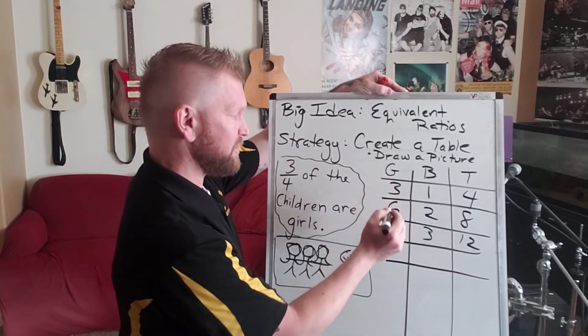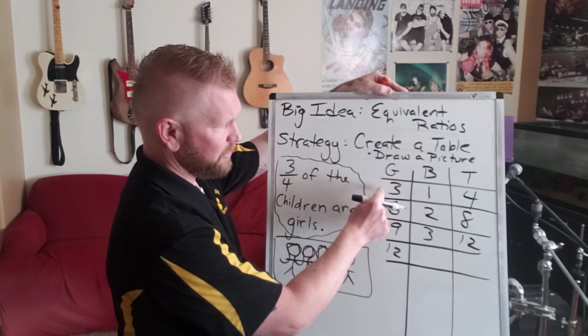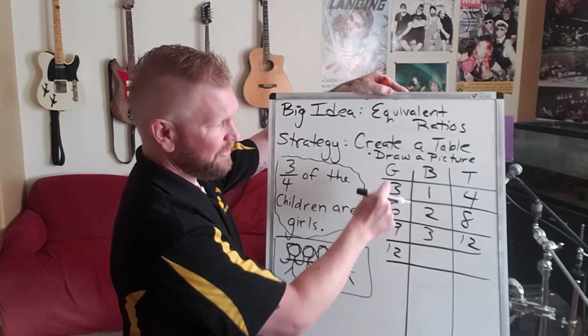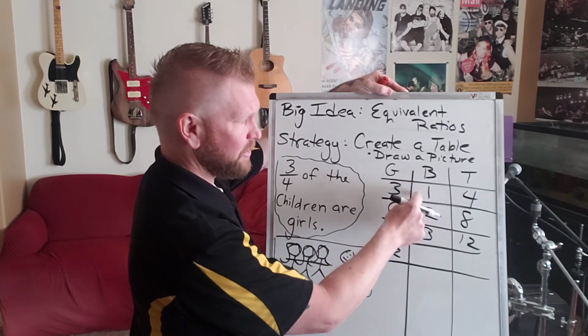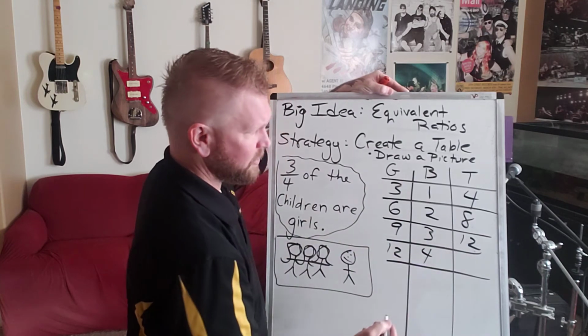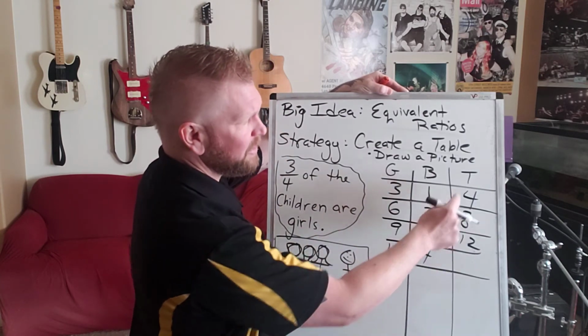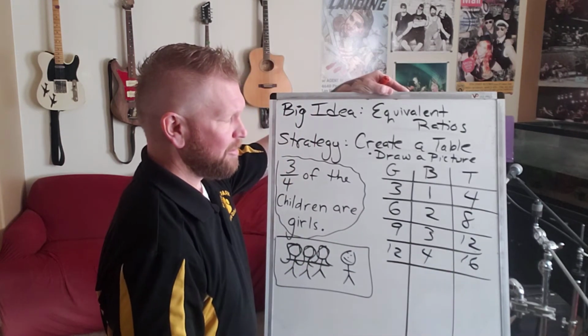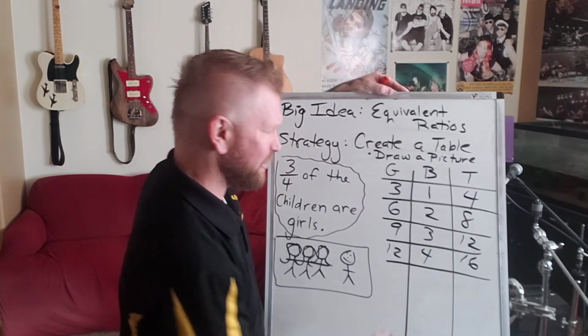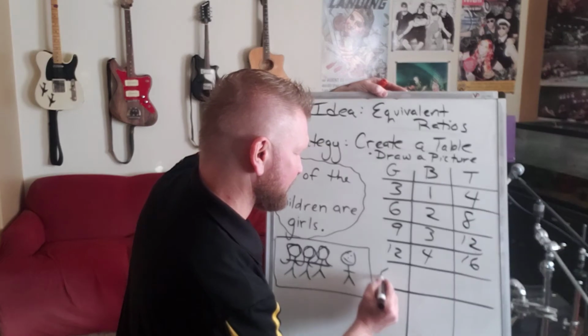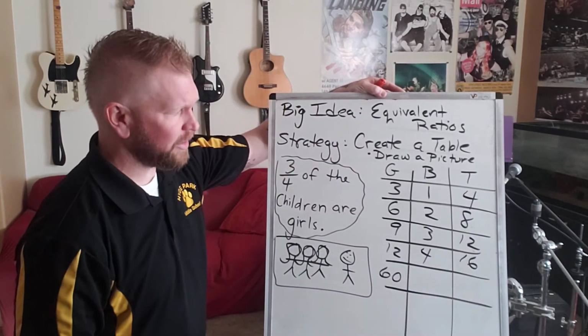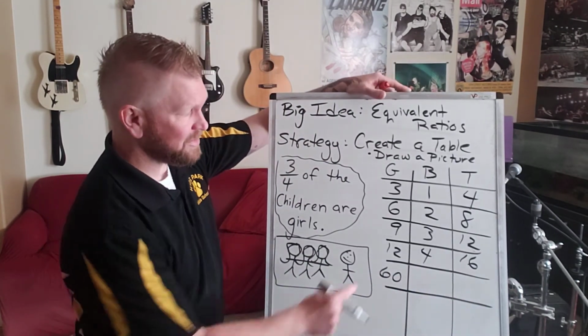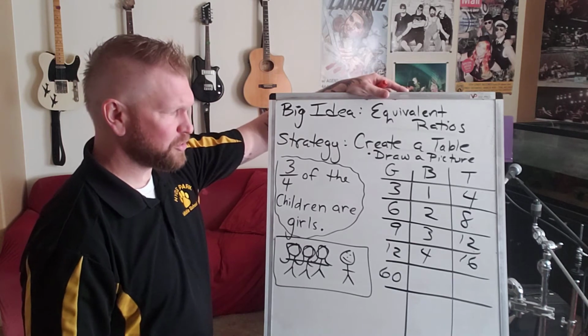I could go 3, 6, 9, 12. This increases by 3 every single time. Every time this goes up by 3, this goes up by 1, so it'd be 4 boys. And every time this goes up by 1, this goes up by 4, so it would be 16 total children. But I really want to go until this number is 60. So I'm looking for a shortcut. I could go all the way until I get to 60, but I'm looking for a shortcut.